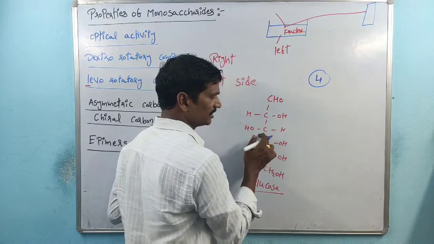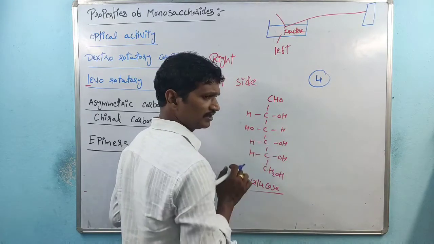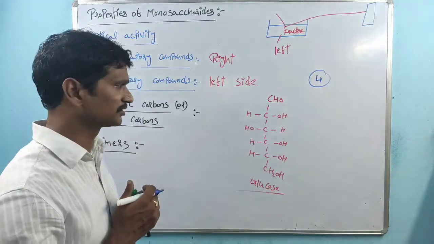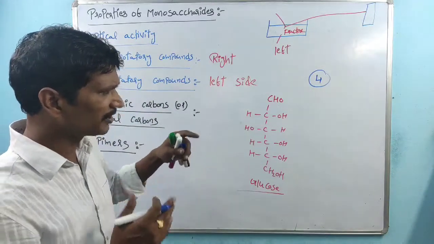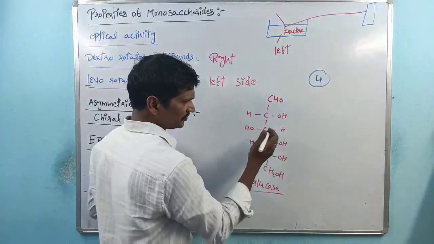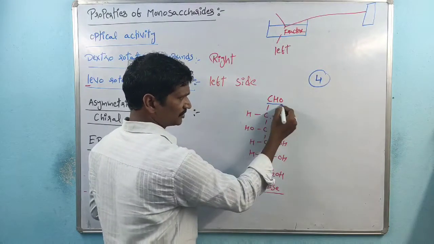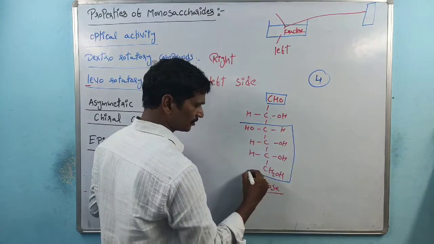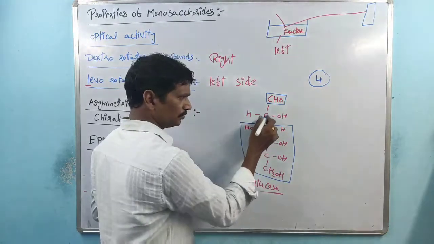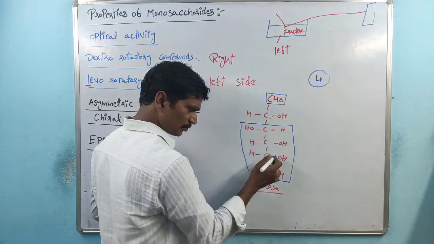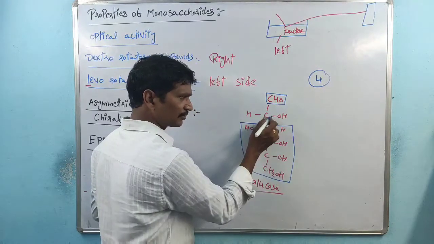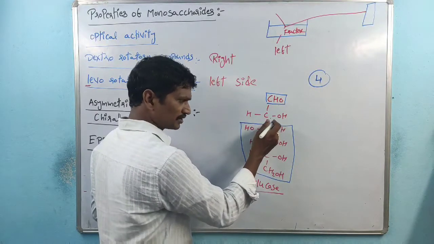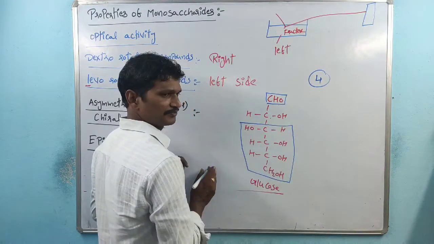Sir, how can this be an asymmetric carbon? Some students may have a doubt like this. Okay, don't think carbon and carbon. See, this is the carbon, this is the CHO group, and this is another group, and this is another group. So this is the total chain connected to this carbon, and this is the total chain connected to this carbon. So this is a completely different structure, right?